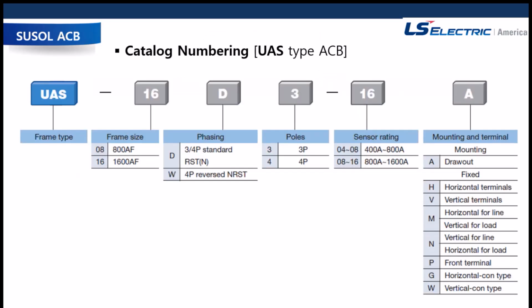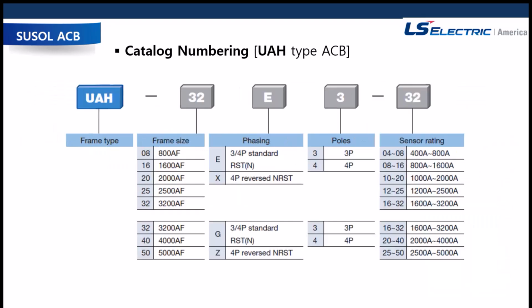Catalog numbering. So I threw this in here because a lot of people are new to this, and it's right in the catalog. So I'll explain. So over UAS, this is the frame type. So you have 2 types of frame sizing for the frame. It's 800 or 1600 amp. Then you just have to select it's either a 3 or 4 pole standard. Number of poles, 3 or 4, and then obviously your range of 400 to 800 amps or the 800 amp to 1600 amp. And then the mounting internals, you have to tell us if it's horizontal, vertical, whatever. But again, like I said earlier, they're interchangeable.